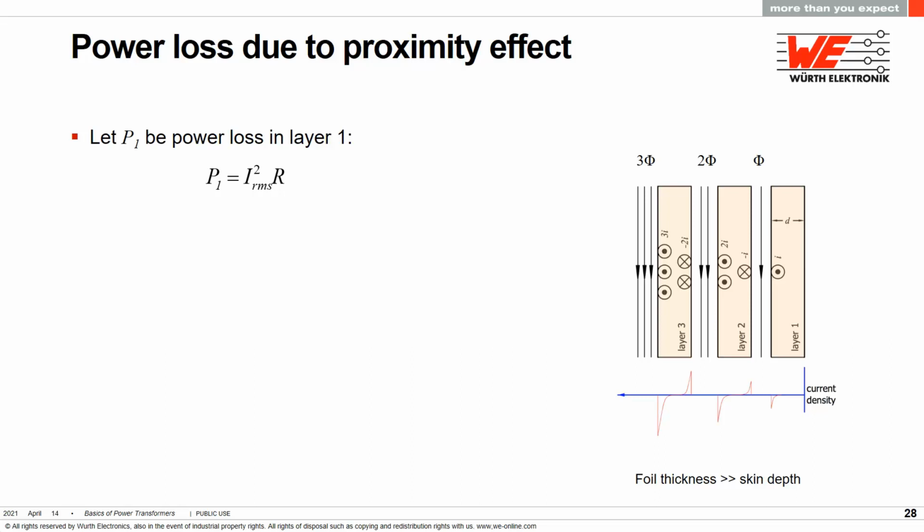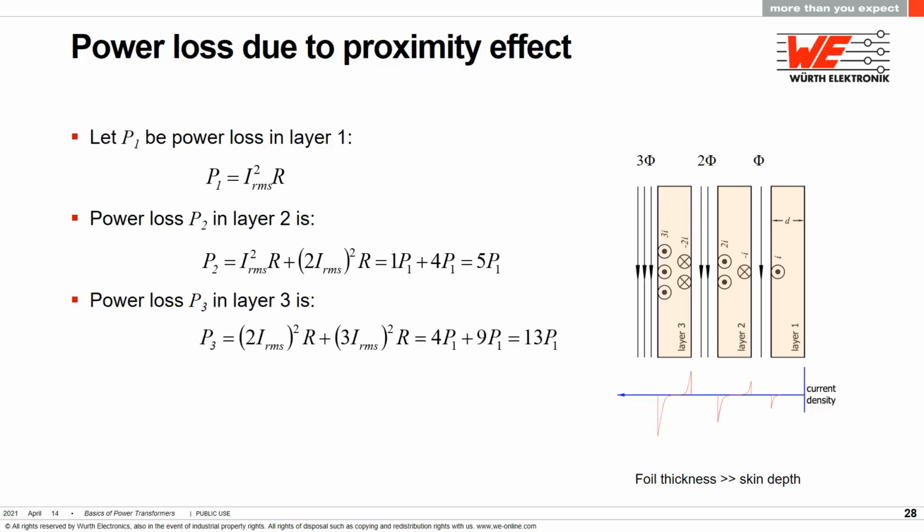In the first layer you have the expected I squared R losses, but in the second layer you have the I squared R loss from the induced current on the right side of the foil plus the I squared R losses on the left, where there is twice the current squared. That means 4 times the power loss plus 1 equals 5 times total for just this layer. It gets worse with each layer.